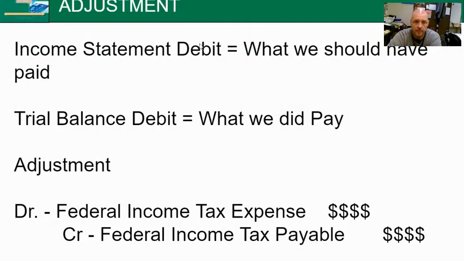So the income statement debit number is what we should have paid. The trial balance debit number is what we did pay. So our adjustment is going to be a debit to federal income tax expense because we still got a little bit we owe the government, and then a credit to this liability, federal income tax payable. If you notice, that number was blank in the trial balance and it was blank in the balance sheet until we did this adjustment.